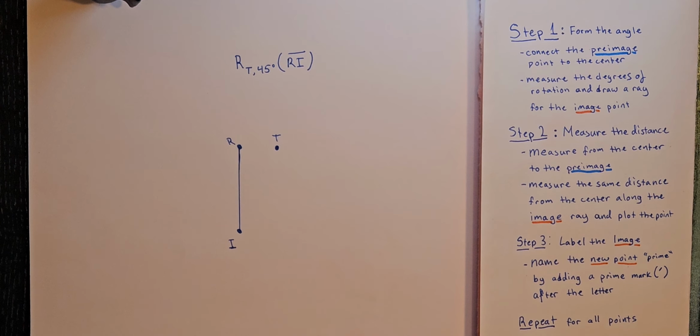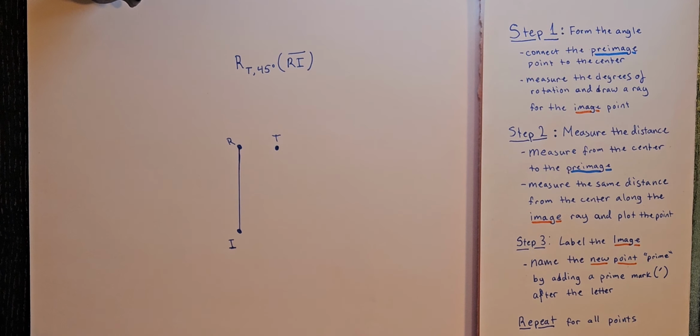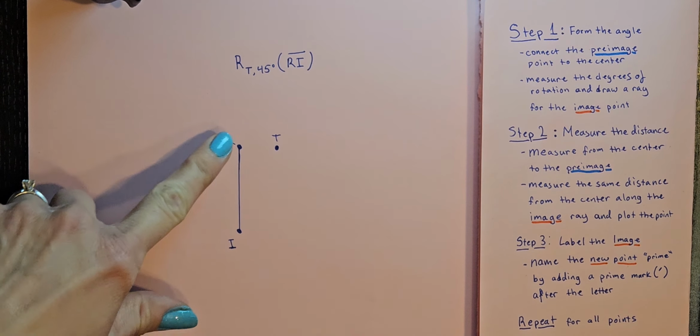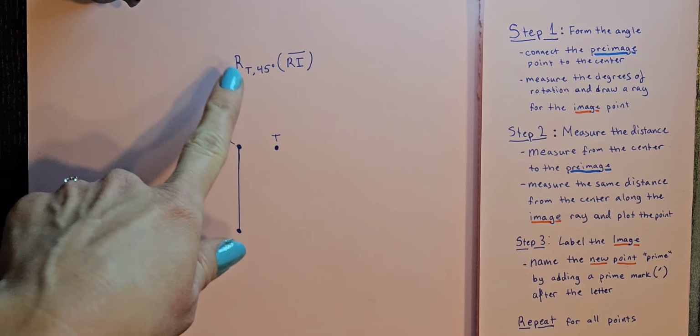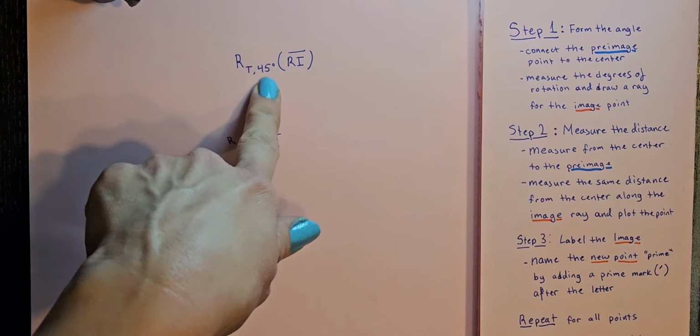Hi sunshines! This is example 1 on rotating a segment using a protractor. So we're going to rotate segment RI around point T 45 degrees.